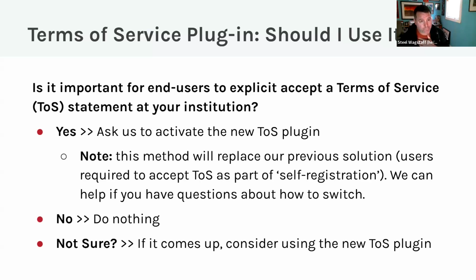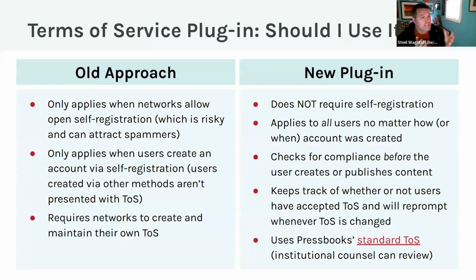It's really that simple. The old approach only applies when a network allows open self-registration. That means you have to allow anybody to register for an account on your network. That's kind of risky and it can attract spammers. You can set up safeguards and try to protect yourself from it, but I really don't recommend open self-registration if you can avoid it. The old approach only would apply when a user created an account via self-registration. If they created an account via single sign-on, or via LTI, or if you manually created the user, they wouldn't be presented with the terms of service and required to accept it in the old way. And it also required the network to create and maintain their own terms of service page.